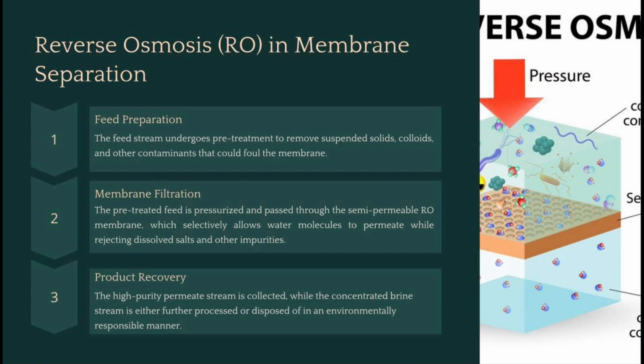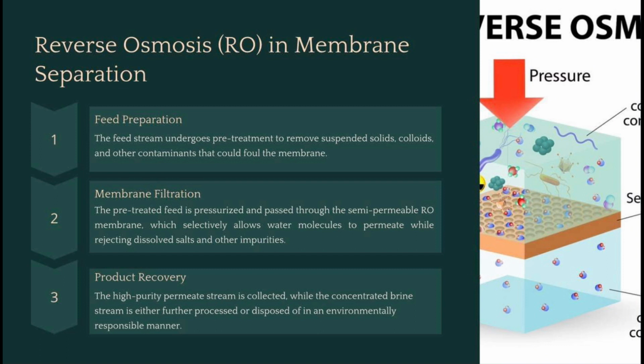Number 3. Separation. As water is forced through the membrane under pressure, contaminants such as salts, minerals, bacteria, and other impurities are left behind, while purified water passes through the membrane. Number 4. Product and reject streams. Reverse osmosis produces two streams: a purified water stream that passes through the membrane and a concentrated stream containing the removed contaminants. And the last is applications.